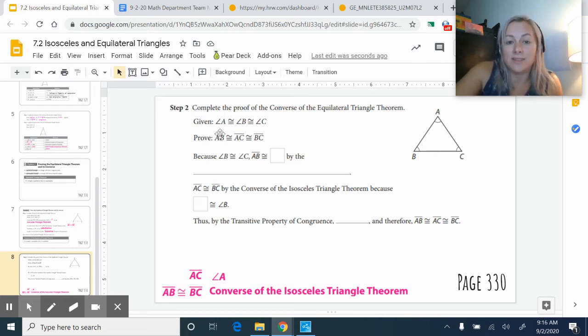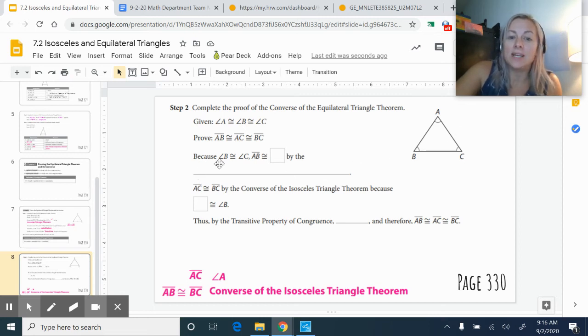So we are given that all 3 angle measures are the same measure, and that's what's shown in this picture over here. The little angles are represented as being all 3 equal. And we're going to prove that the length of AB is congruent to the length of AC, which is congruent to the length of BC. Okay, they're all going to be the same size relative to each other.